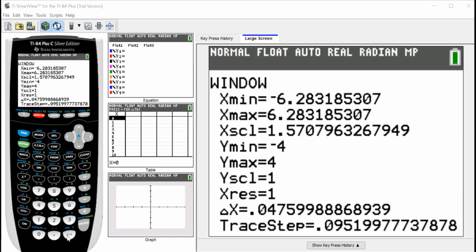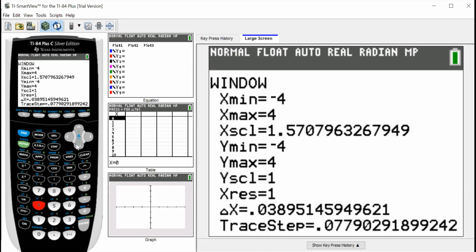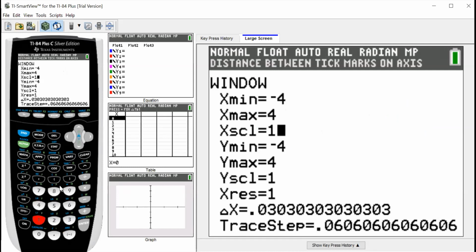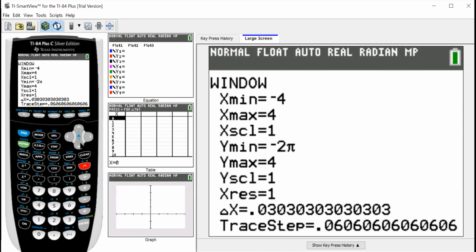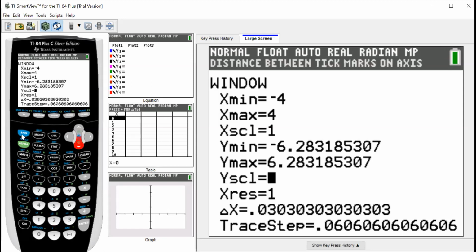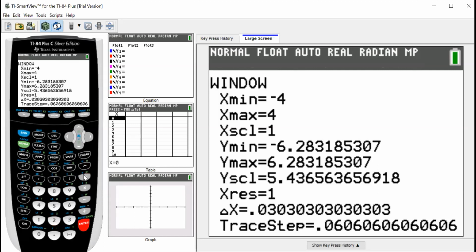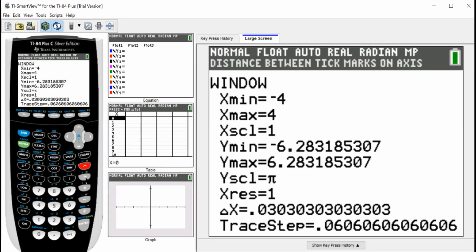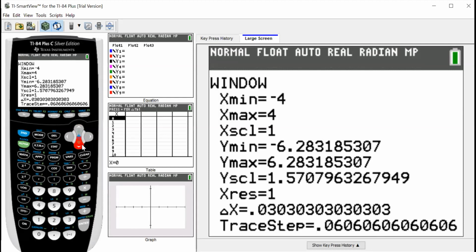So I'm going to make my x-min -4, x-max 4, and then count by 1s there, since that's what we did in the y's before. And then for my y values, I'm now going to change those to what I had for x. So -2 pi, 2 pi, and then we're going to count by pi over 2. And again, we're doing this because inverses switch inputs and outputs. So it's going to change what is on which axis here.